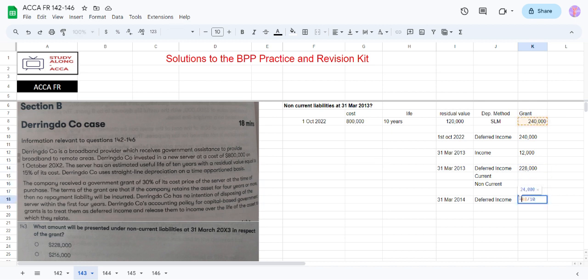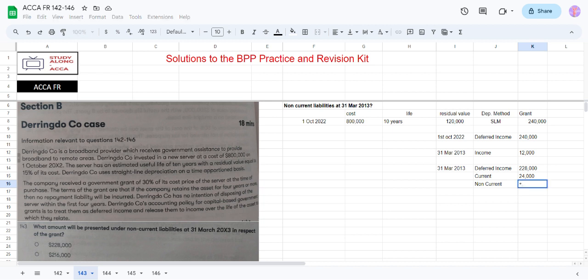So the remaining will be 204. Or the other way we can do it, to make it even simpler, we can just say that in the next 12 months period they will recognize another 24,000, right? Another 24,000. So this is current, because in 12 months period it will change.